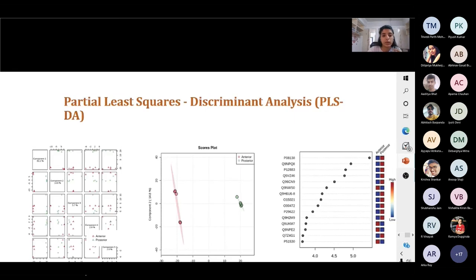Then the partial least squares discriminant analysis was also performed. It is similar to PCA, but here it shows the similar values of component 1 and component 2. Another important aspect of PLSDA is VIP scores, which shows that, for example, if we take the first protein, which is P08138, this protein is highly variable in the posterior pituitary than the anterior pituitary.